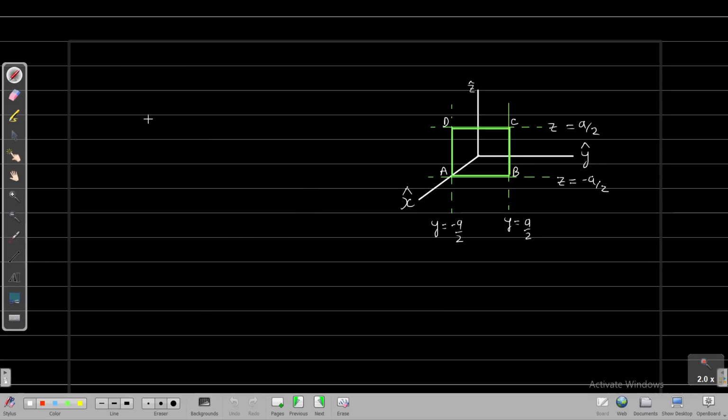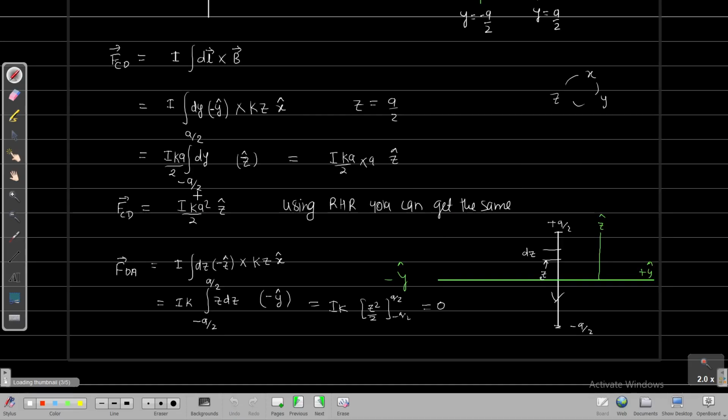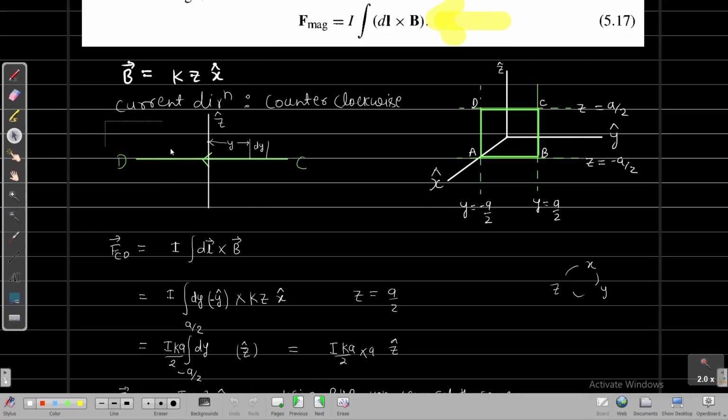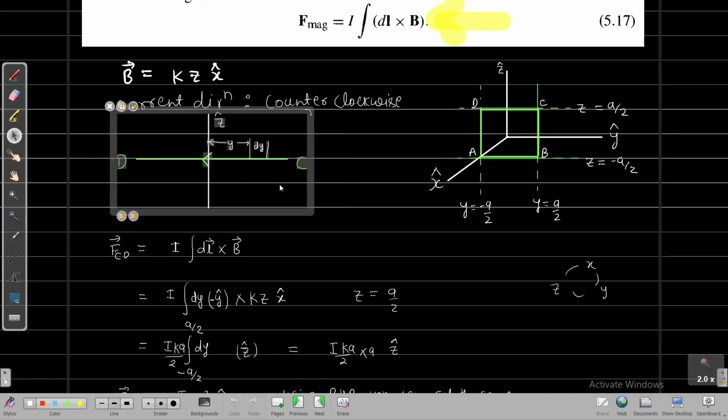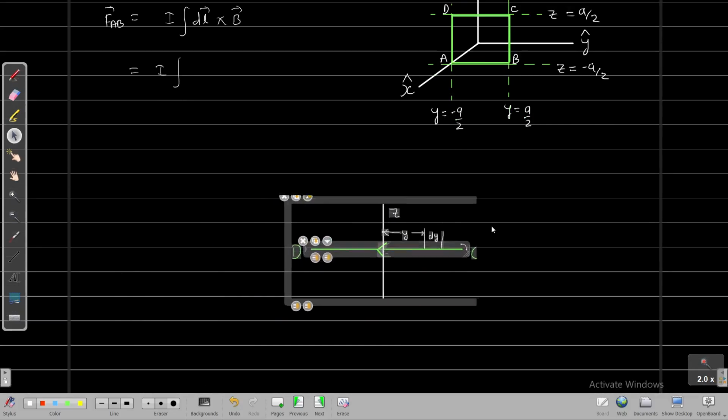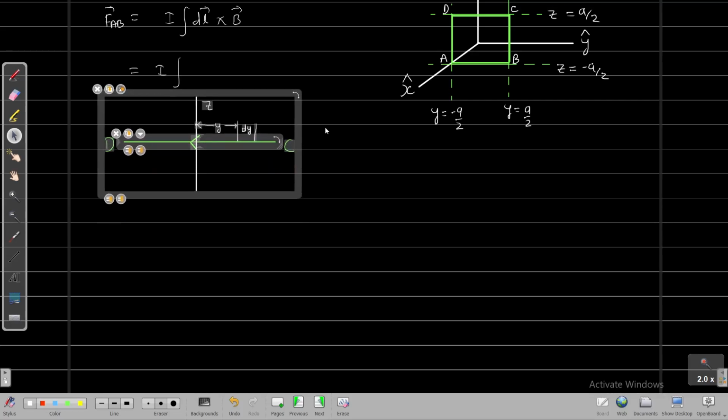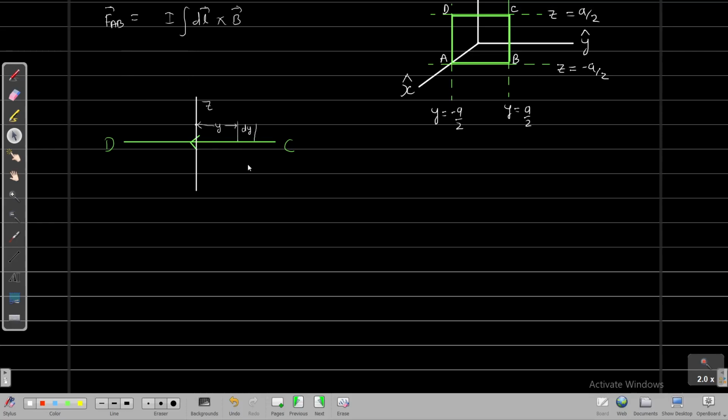Now again, coming to the force on AB, so F AB vector is equal to I dl vector cross B vector. So what will be the dl? Now I am not making the diagram again, let me copy it and just paste it. Where is it, yeah, there it is. So now this is the AB wire. Oh, let me remove this one too.